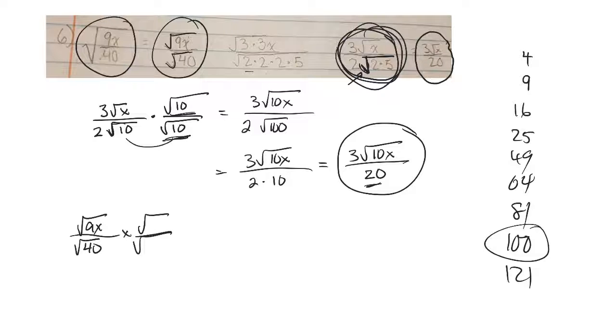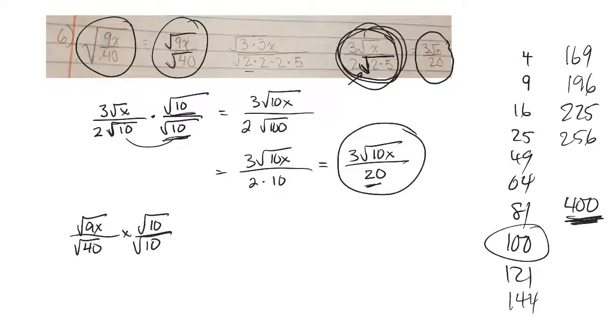And it turns out, if you keep doing these numbers, 121, 144, 169, 196, 225, 256, I don't know, the next couple. Anyway, the next one I think is 400 that we could use. So I can multiply both top and bottom by root 10. And then I'll get root 90x over root 400.